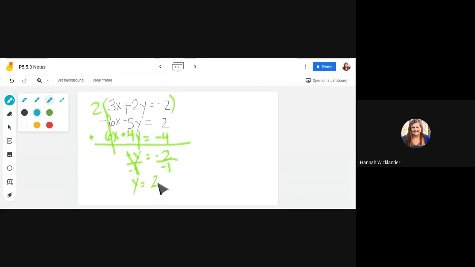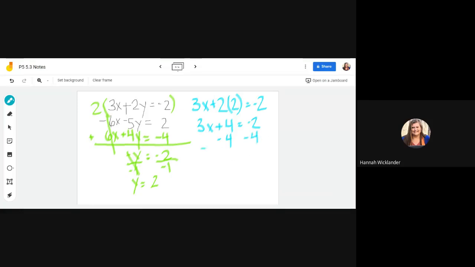Now I'm going to solve for x by substituting 2 in for y. I'm going to do the top equation. So I get 3x plus 4 equals negative 2. Then I'm going to subtract 4 to get the letter by itself.